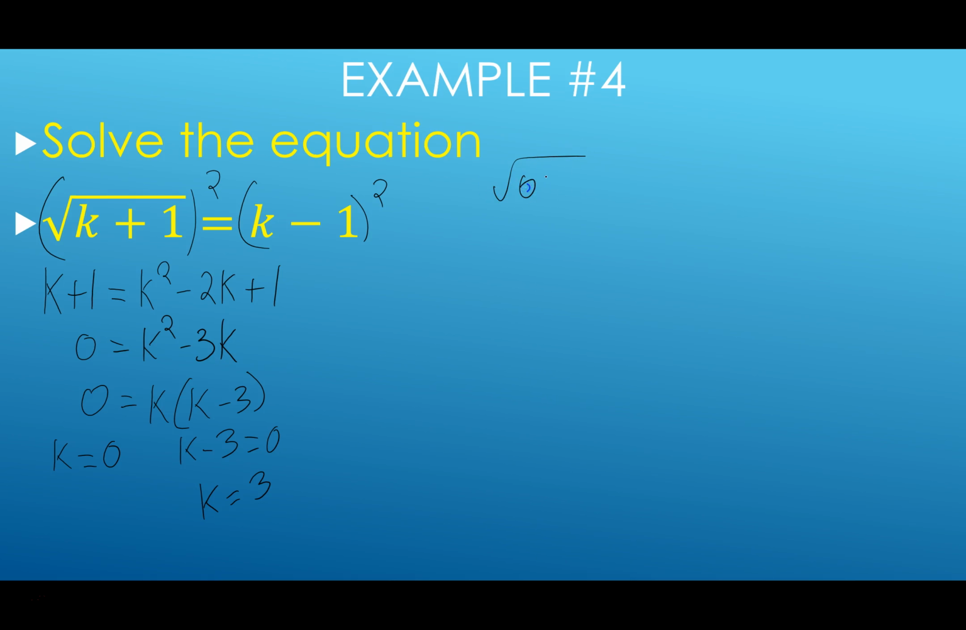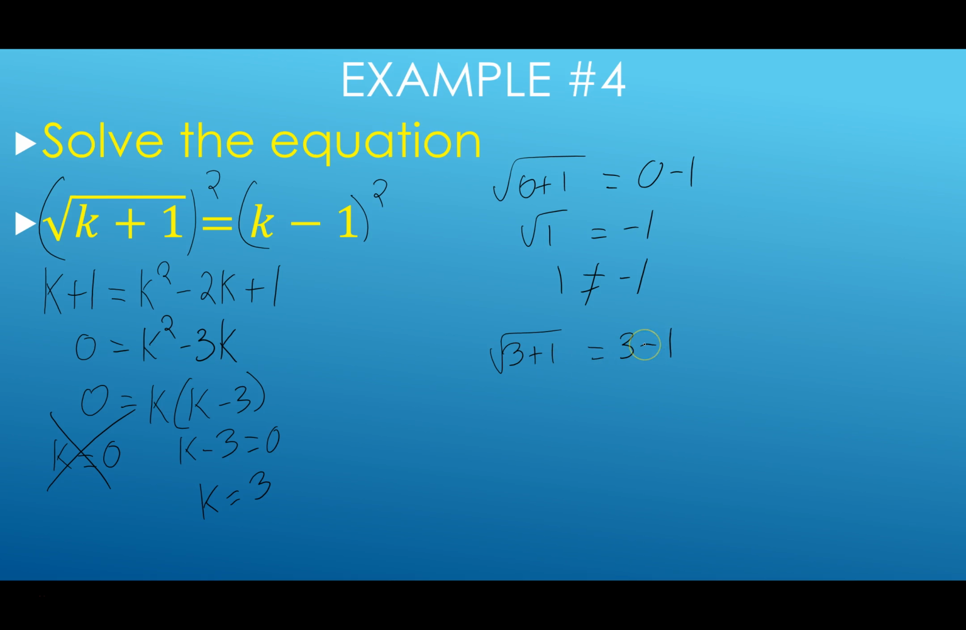Plug the 0 in first. We get the square root of 0 plus 1 equals 0 minus 1. We get square root of 1 equals negative 1, and 1 does not equal negative 1. So 0 doesn't actually work, even though it seemed to work. The reason why it seems to work is because if you were to square right now, 1 and negative 1, you get positive 1s on both sides. That's why it appears to be an answer, even though the original isn't going to work out. Plug in 3 now.